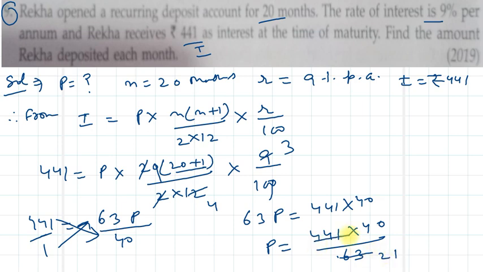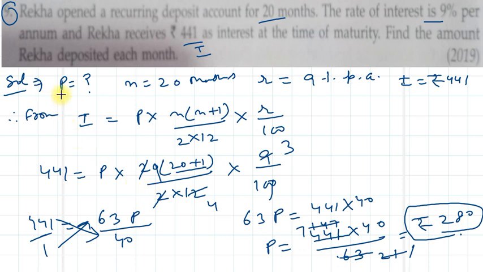21 3s are, and this would become 3, 147. So 21 1s are 21, 7 4s are 28, rupees 280. So our answer P we have calculated is rupees 280 per month, right? She has deposited rupees 280 per month. So let us move on to question number 10.